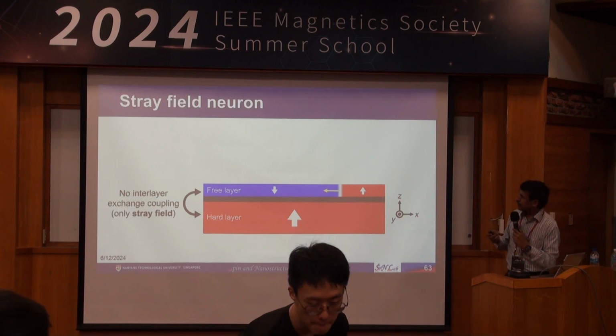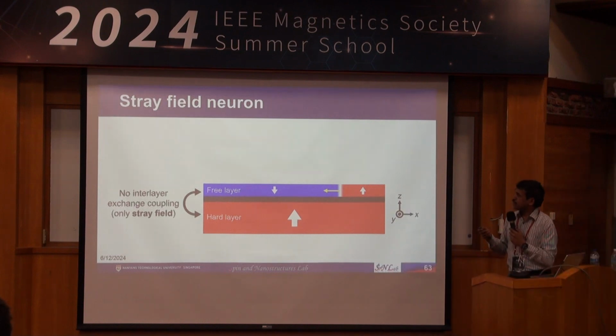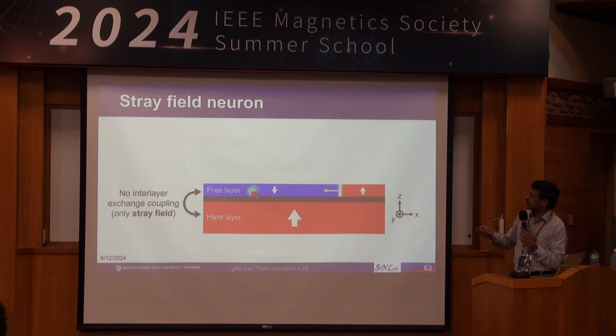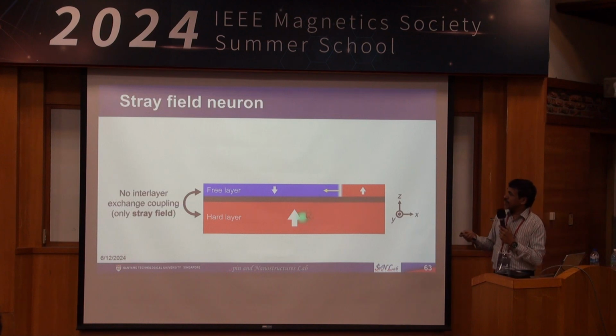So that's one concept that we have executed. The second concept is using a stray field from another hard layer. Let's say this is the free layer in which you move the domain wall, the free layer of a neuron. You move the domain wall from one side to the other, but once you remove the current, the domain wall will return to its position because of the stray magnetic field from the hard layer. This is another concept that we have worked on.